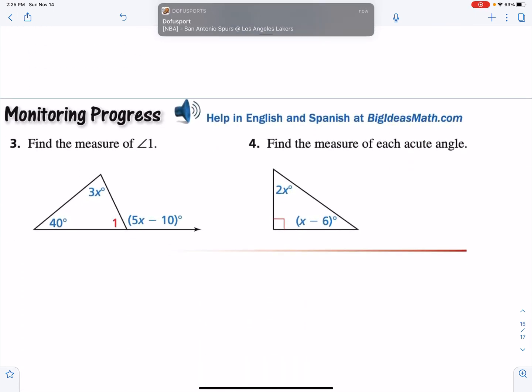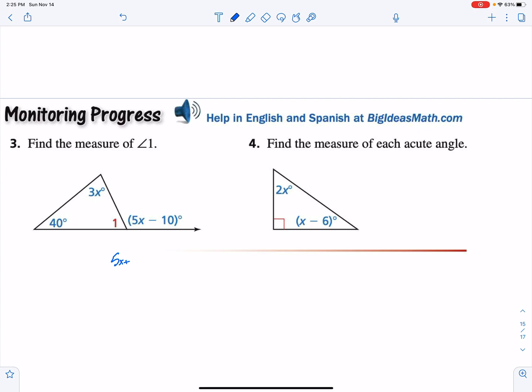So the last two here, you guys can pause. I'm going to work them out super quickly, and then you guys can see what you get. So 5x minus 10 equals 3x plus 40. If I subtract, I get 2x equals 50. If I combine and divide, I get 25. Again, if I want to find the measure of angle 1, here's the part where you have to make sure you go back and answer your problem. So if I plug in 5 times 25 minus 10, I get 125 minus 10, I get 115, and I know that those two are supplementary. So I'm going to take 180 minus 115, and I get 65 is the measure of angle 1.